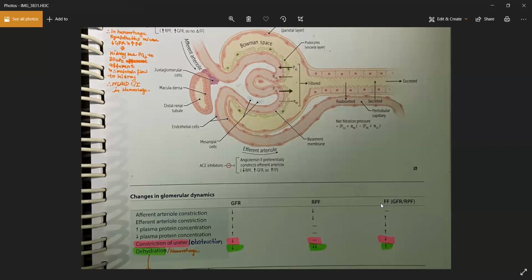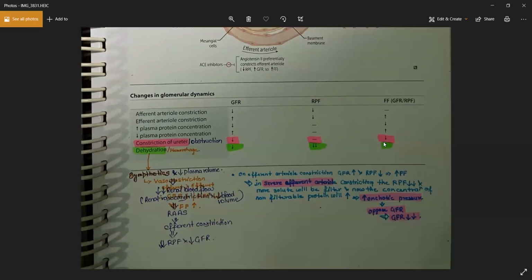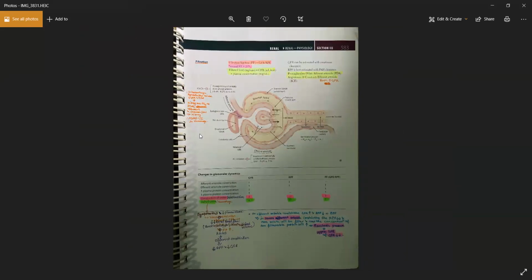Right. So acutely, you will have an increase in the filtration fraction and a slight decrease in the GFR. Okay, but after some time, you will have a very high decrease in the GFR and a decrease in the filtration fraction because of increase in the oncotic pressure in the capillaries. Okay, so that was everything on this page.